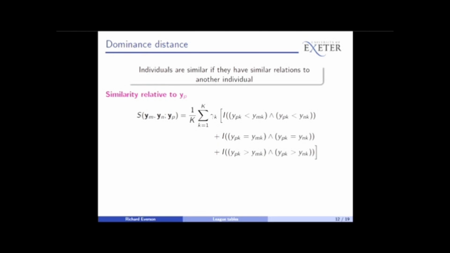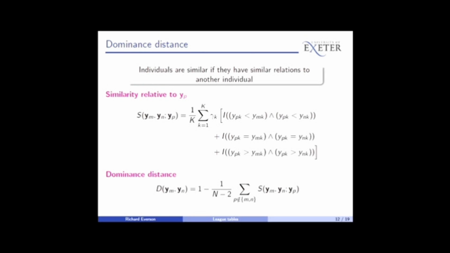And so now we can evaluate the similarity of Plymouth and Exeter based on their relation to this test university, Aston in this case. And then if I average over all of the universities that I've got, I can average out the effect of the test university. I can just try each one of the universities in turn, and that gives me a distance that we've called the dominance distance between all of those universities.